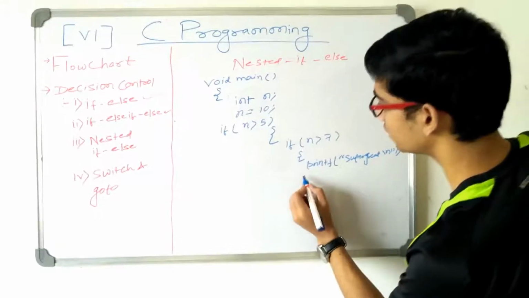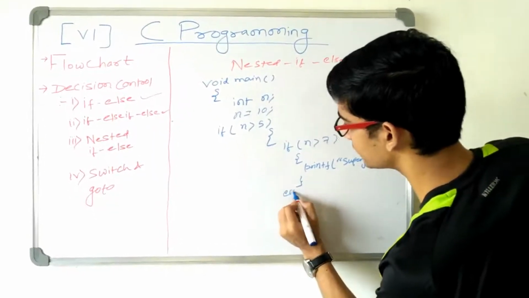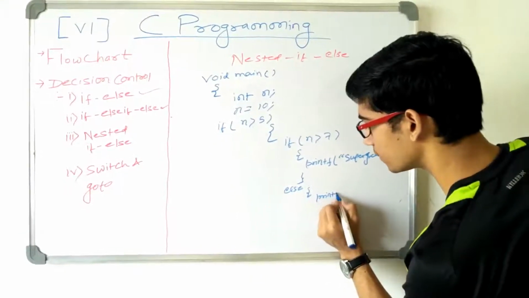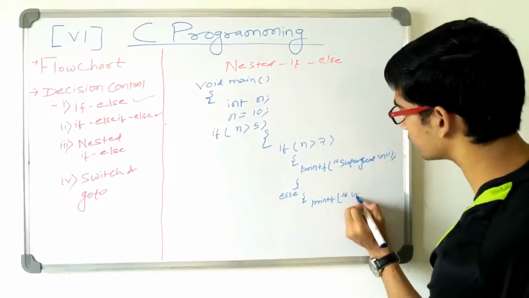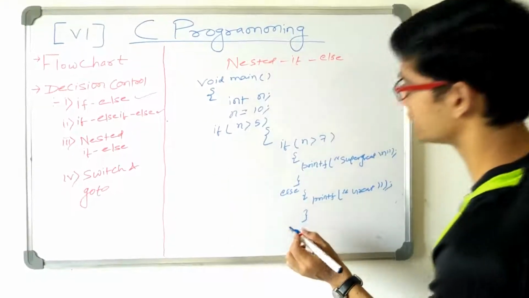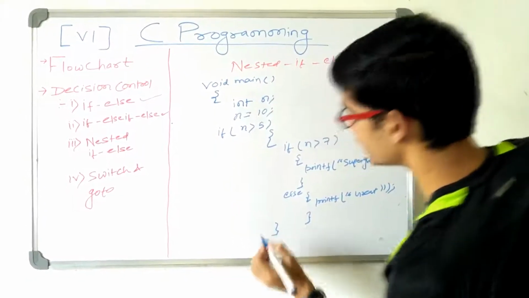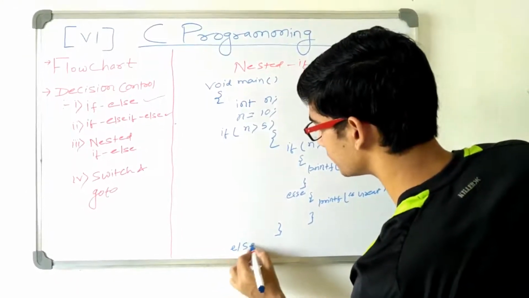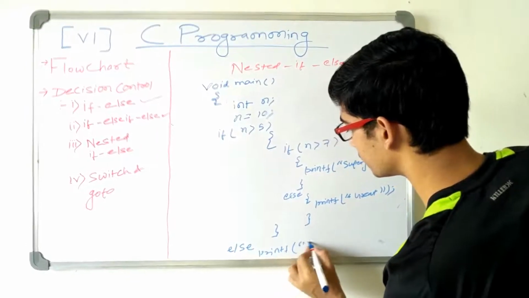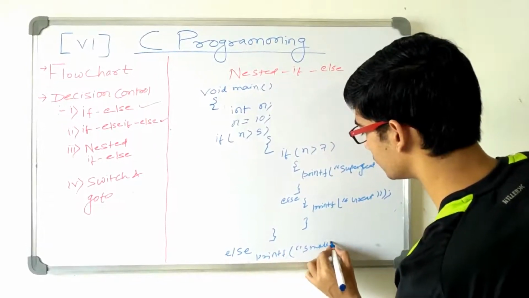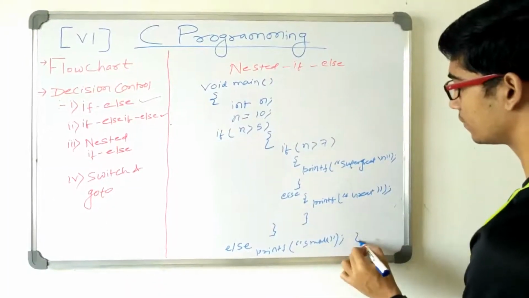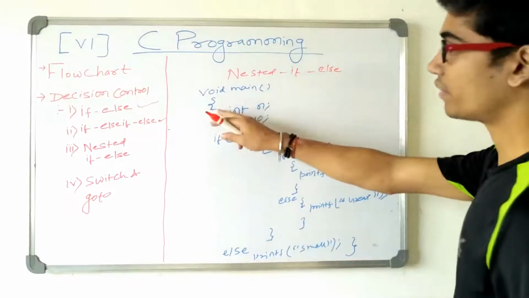Okay, and then I close the braces. Else, open the braces, printf, great, and then close the braces, and again close the braces, and again we can write else, printf, small. We have done, and I'm closing this main function.